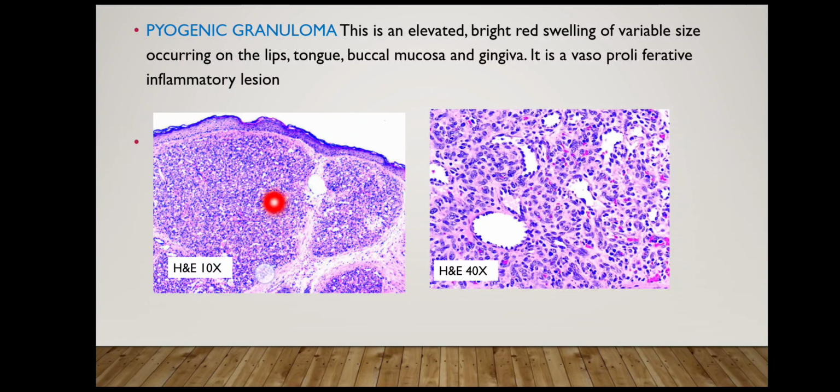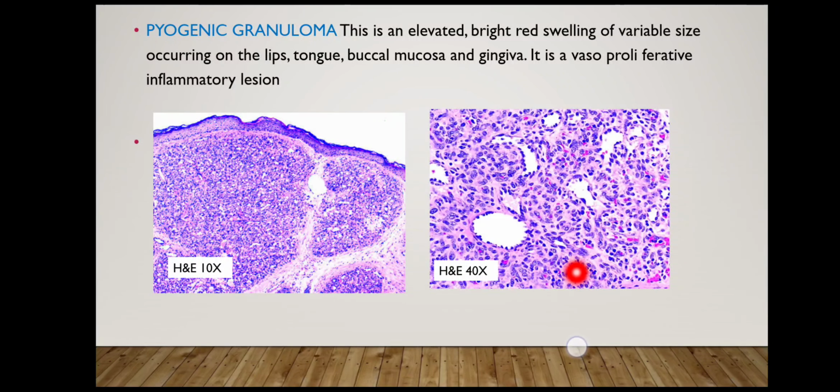Mostly this might be a lip. Then beneath the epithelium, that is subepithelially, we are finding lobular capillary areas. These lobular areas are composed of proliferating capillaries lined by plump endothelial cells, and intervening stroma is showing plump fibroblasts. You can also see inflammatory cells here.